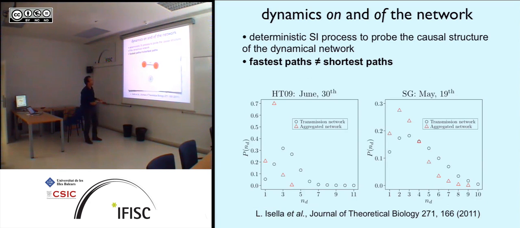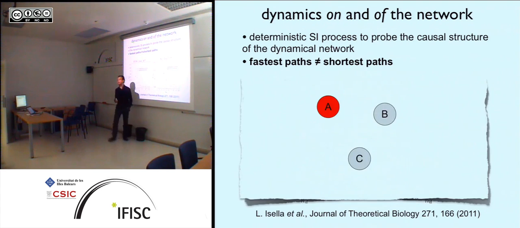So if you look at these kinds of properties, what you see is that the distribution of the fastest paths, which is the circles, and the shortest paths on the network is actually very different. Okay? These are ugly figures, I apologize for that, but basically you see that they are both broader and they have a lower maximum.